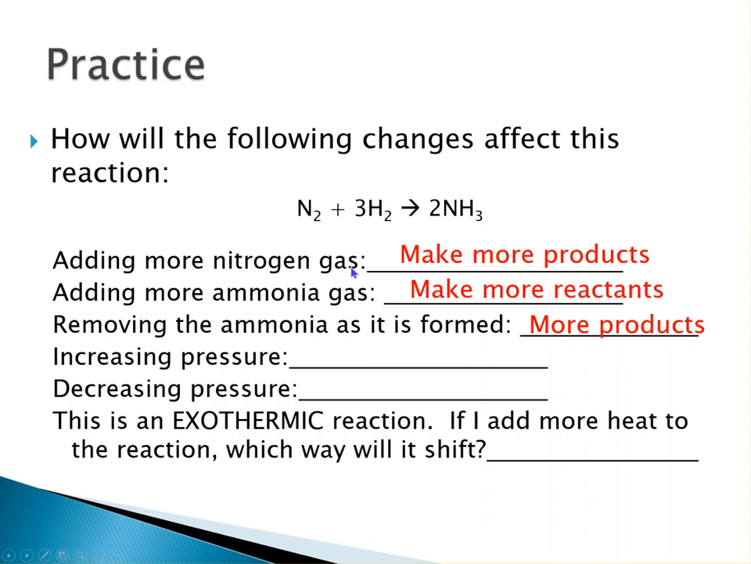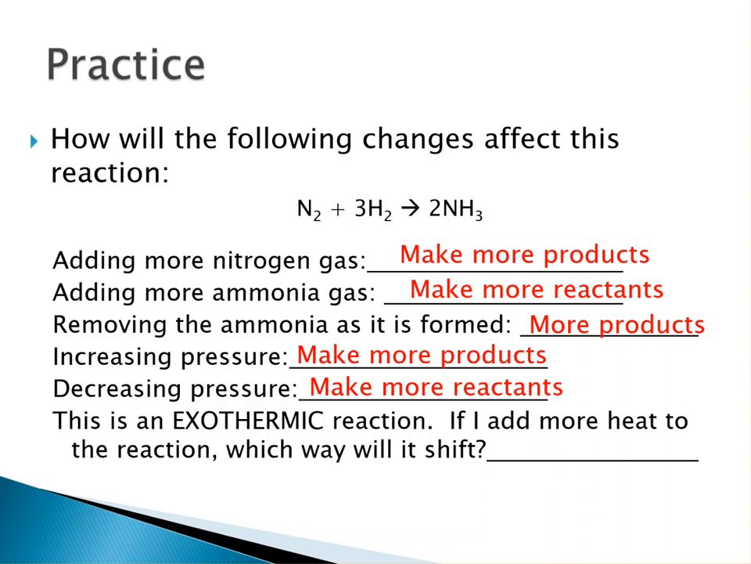Now for the pressure. You have to count. I just had lunch. We've got to count the coefficients. Whichever side has the sum of coefficients that's greater, that'll be your high pressure side. So here I have 3 moles of hydrogen and 1 mole of nitrogen, 4 moles in total, and on the product side I only have 2. So if we increase the pressure, it goes from the side with more to the side with fewer, so you'd make more products. Decreasing the pressure would do the opposite.